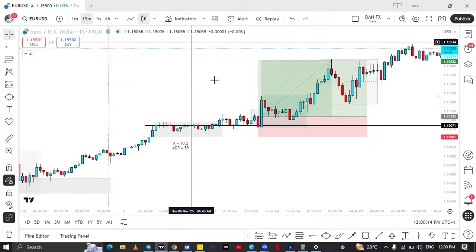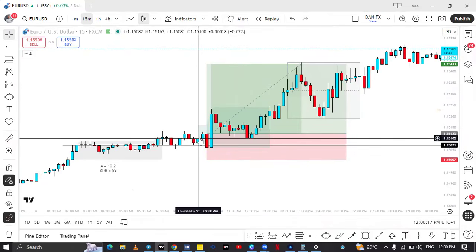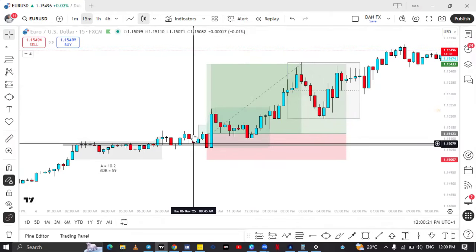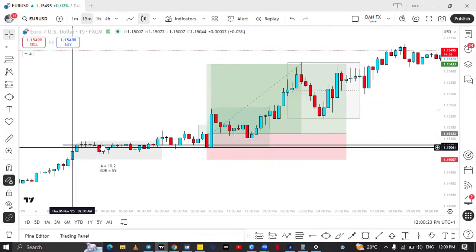So you can see price came to the middle of the range, and then I took a buy right here at the start of London session. You can see this green box here is London session. This gray box here is Asian session.